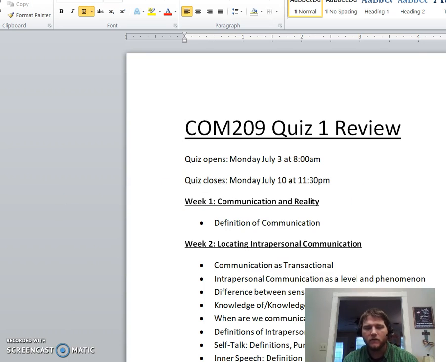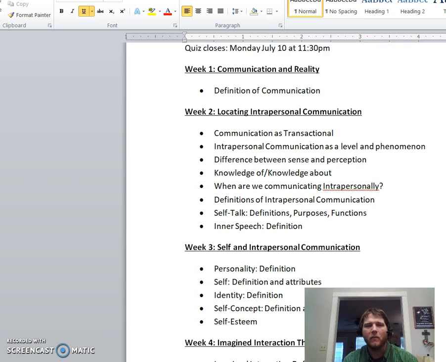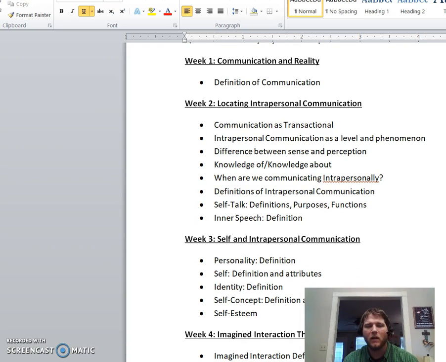So first of all, I've broken it down by week, and the best way to study for this quiz is to go back and make sure you've got all the PowerPoints and that you studied those and you know these definitions. The way the time limit is set on the quiz, you're not going to have time to shuffle through your notes and look for the answers. I know that a lot of people do that online.